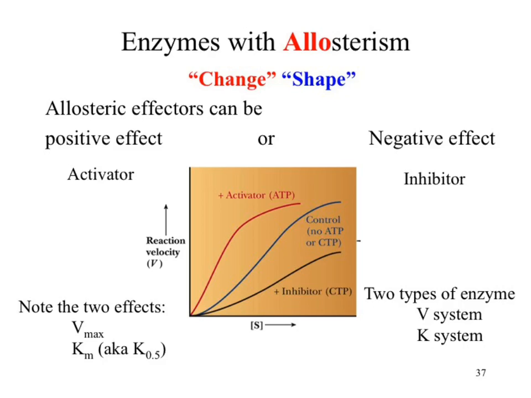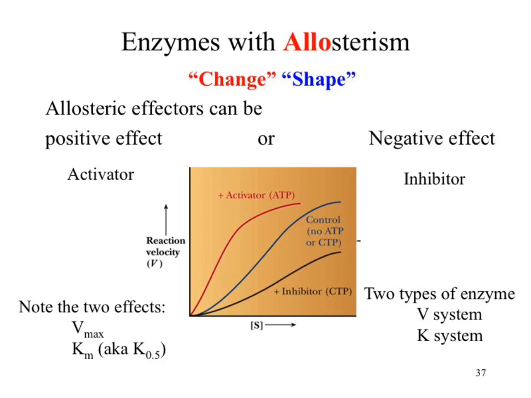Okay, so enzymes with allosterism, this is fun. Remember, allosterics was referencing changing of shape. Sterics from organic was all about shape, where the electron clouds are. Allo is referencing change. So if we change our shape, how does that affect our reaction? Our effectors can either have a positive or a negative effect. If they're positive, we refer to them as activators. If they're a negative effect, we refer to them as inhibitors.